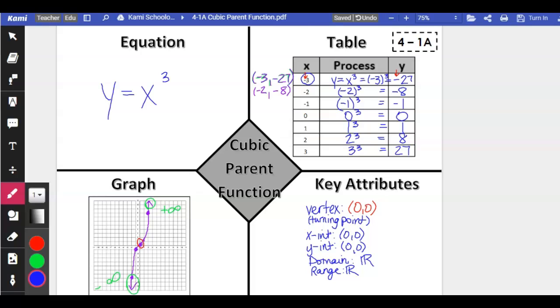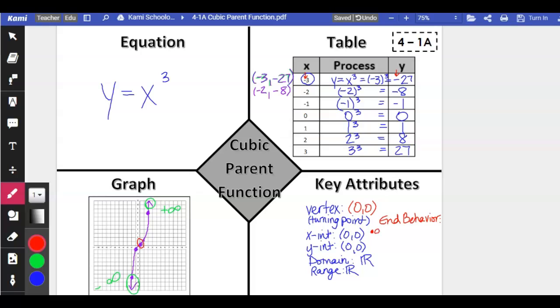Now this new thing that we're going to talk about, there's one more thing we need to discuss, is called end behavior. And it is exactly what it sounds like, the behavior that's at the end of the graph. So we've got two end behaviors that we're going to discuss.